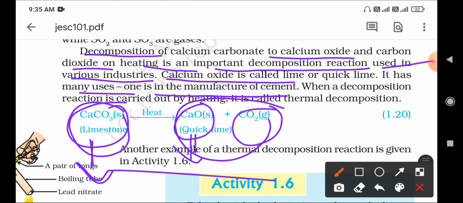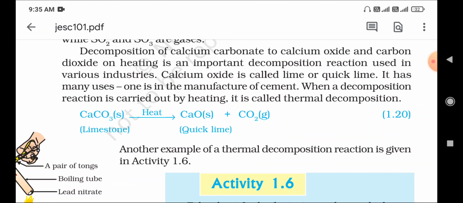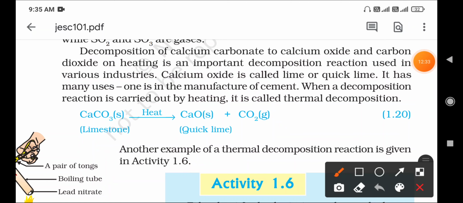One use is in the manufacture of cement. Calcium oxide is used in the manufacture of cement. Again, very important, one more question: calcium oxide is used in manufacturing of cement. Remember that.